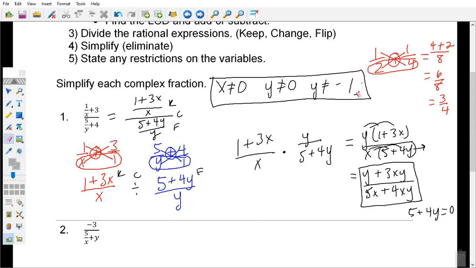I would have to subtract the 5 and divide by the 4.